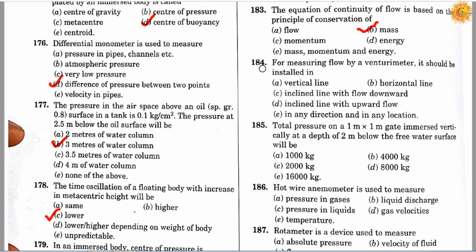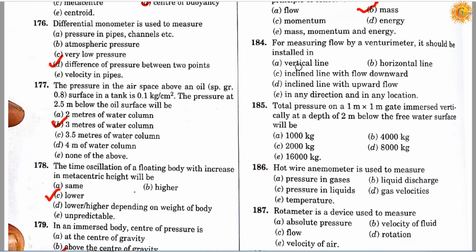Question number 184. For measuring flow by a venturimeter, it should be installed in: option A vertical line, option B horizontal line, option C inclined line with flow downward, option D inclined line with upward flow, and option E in any direction and in any location. Correct answer is E. A venturimeter for measuring flow can be installed in any direction and in any location.